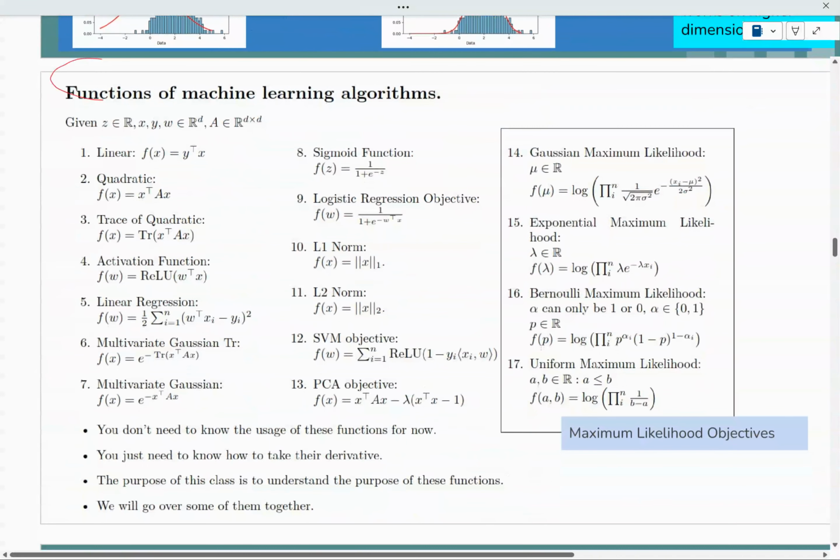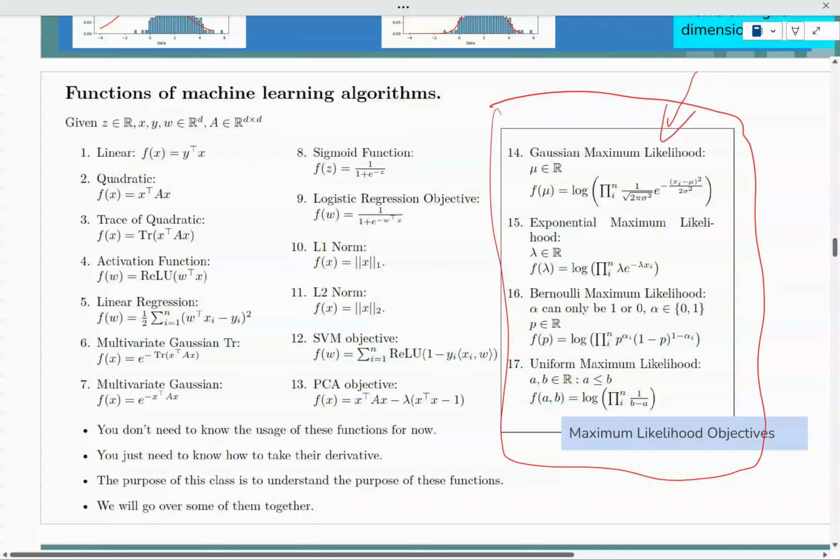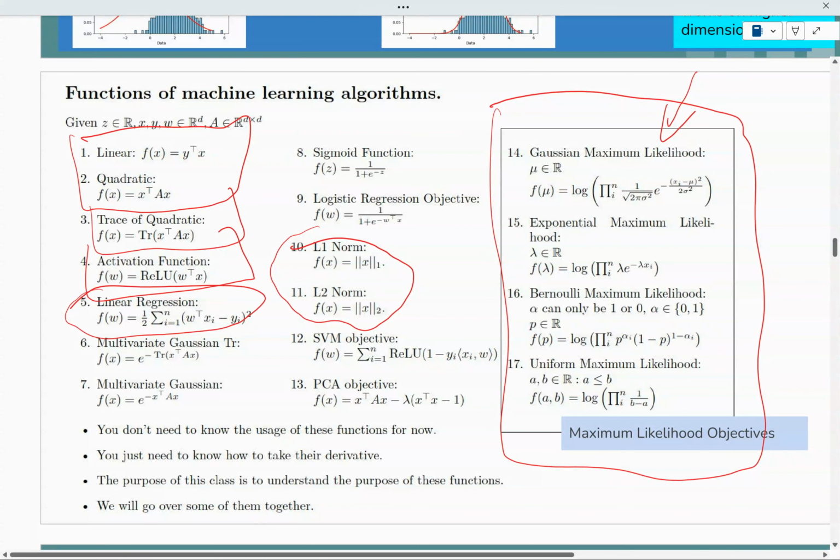So remember, in the beginning of the semester, we were looking at functions of machine learning algorithms. So therefore, you see this Gaussian maximum likelihood. This is the one we just did. But for exponential, for Bernoulli, for uniform distribution, all of them, you can actually solve them via maximum likelihood. So far, you should have an idea of what these equations mean. You know L1, L2 norm. I think you have done the linear regression, and these are all components that you have seen already, as well as this one. Okay.